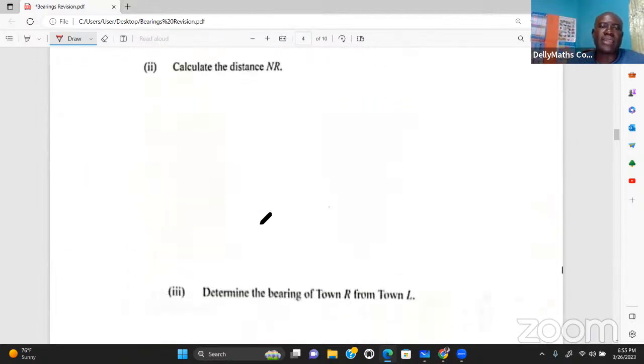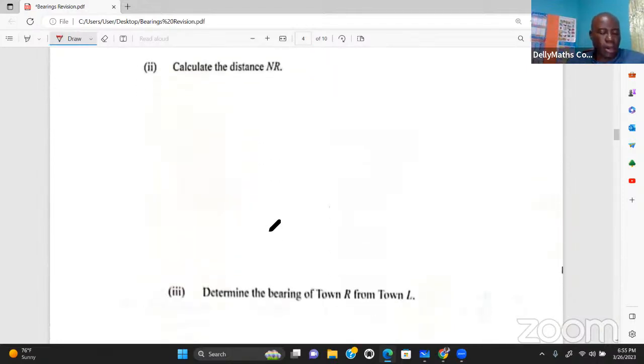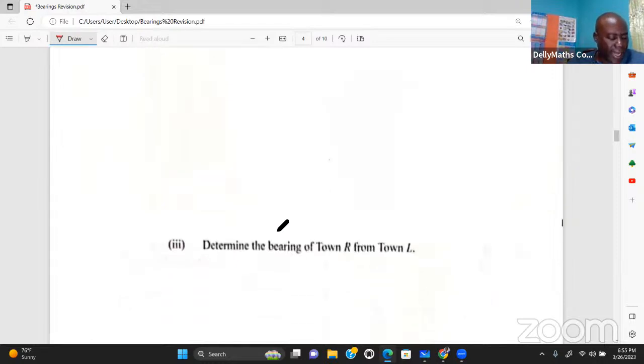We want to calculate the distance NR. So I could drop a diagram down here first, right? So let me drop a diagram down here first. We want to find NR. Now, the part of the triangle that I'm going to look at is the part that has NR attached to it. So there is a L, there is a 25. I'm going to go back to the diagram. This is 18.